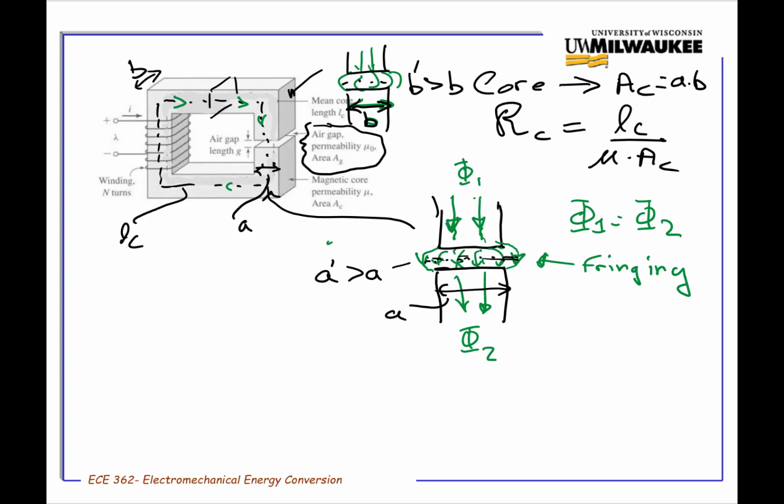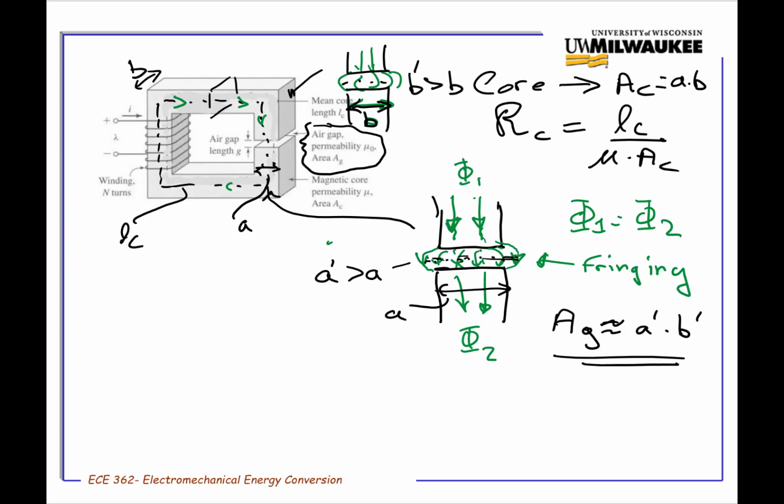So what I can say is that a lot of what we're doing when we look at these magnetic components is approximations, because to do this exactly, we'd have to have finite element analysis software. So this is an approximation, but the area of the gap, I'm going to say, is approximately equal to A prime times B prime.